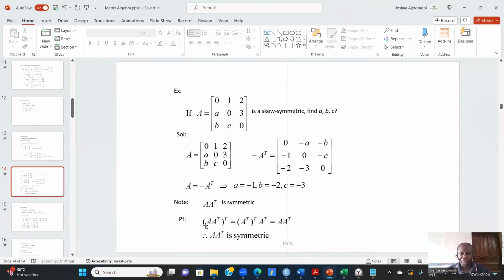And don't forget, this is the property of a symmetric matrix. We have A multiplied by its transpose, and then you have the transpose of the transpose multiplied by the transpose, which is equivalent to multiplying the original matrix by its transpose.